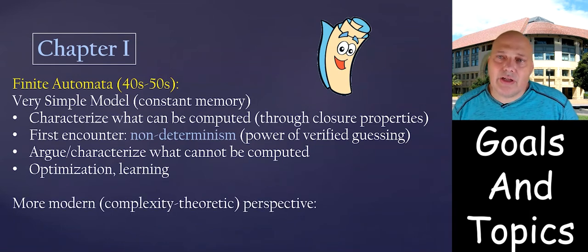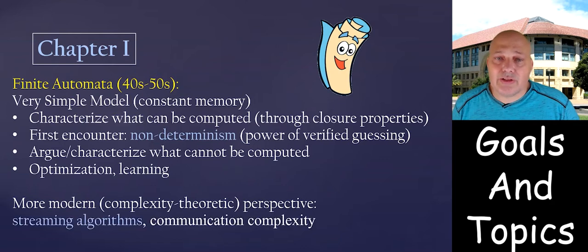And finally, we can talk about things that are very modern and very important, a perspective on finite automata, which is streaming algorithms, which is the more algorithmic aspect, and communication complexity, which is the more complexity theoretic aspect. It will allow us to argue about streaming algorithms and what can be done by finite automata.